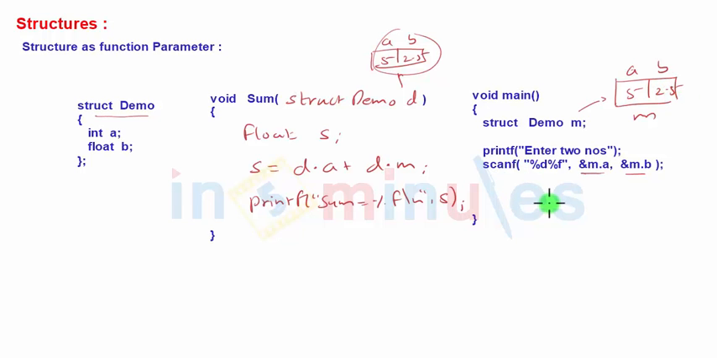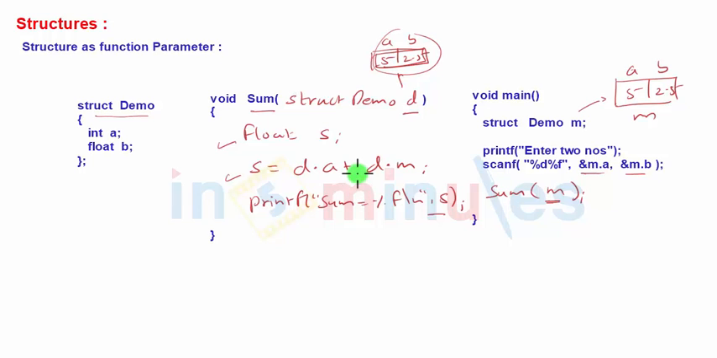We input the data. Now we want to call this function, sum, and give it a parameter of type struct demo. So here while calling a function, I have to write the function name and in brackets the actual parameter name, that is here I'll mention m. So when the function will be called, m will be passed to d, so d will receive the values which are stored in m, that is 5 and 2.5. Here s will be defined as a new variable. In s we'll get the sum of d.a and d.b, and then we can display the sum.